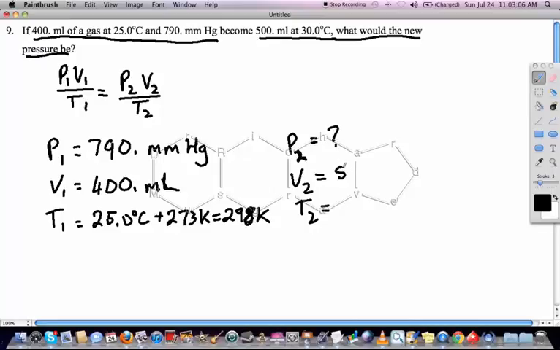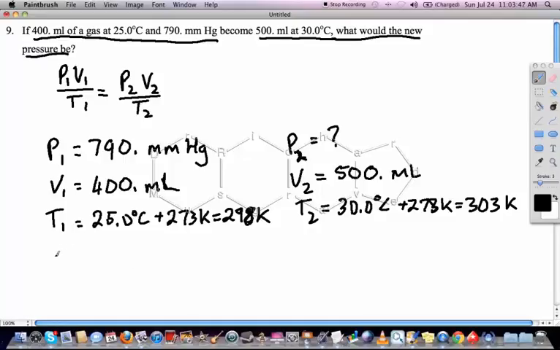Volume 2 is 500 mL. And the temperature 2 is 30.0 degrees. And we're going to add 273 to that, sorry. And that's going to be 303 Kelvin.